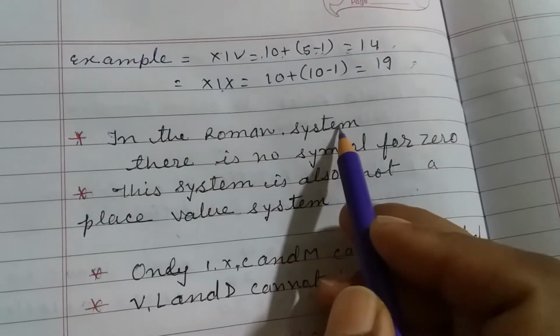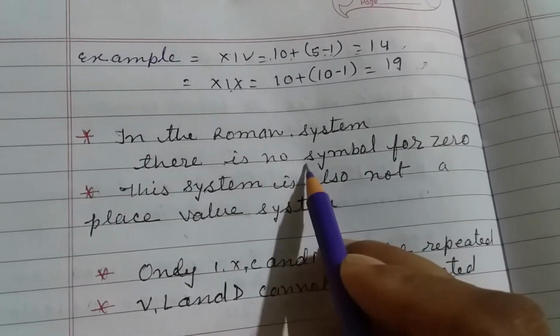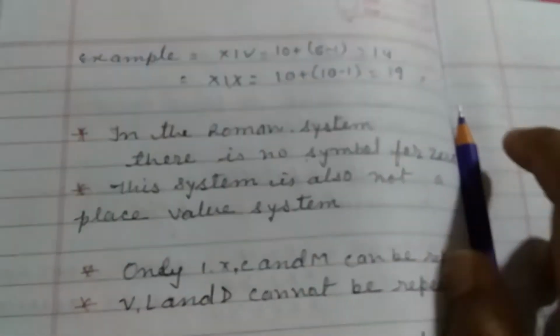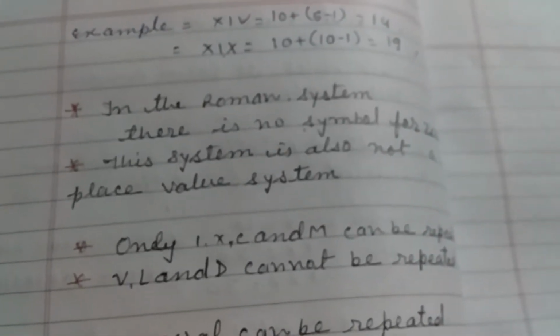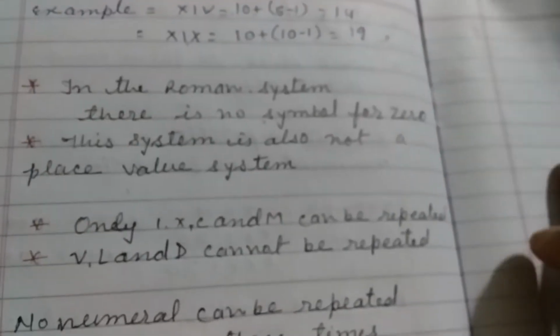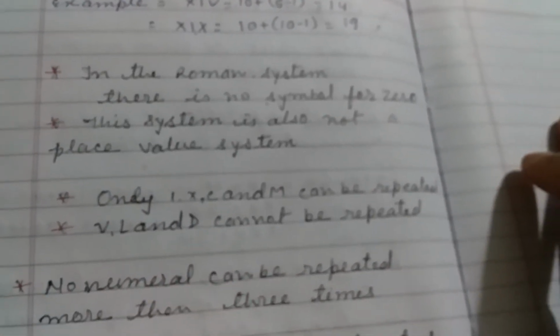Then some other rules here. In the Roman system, there is no symbol for zero. Zero का यहाँ कोई भी symbol नहीं होता है. Then the system also does not have place value. Place value system भी Roman numerals में नहीं होते हैं.